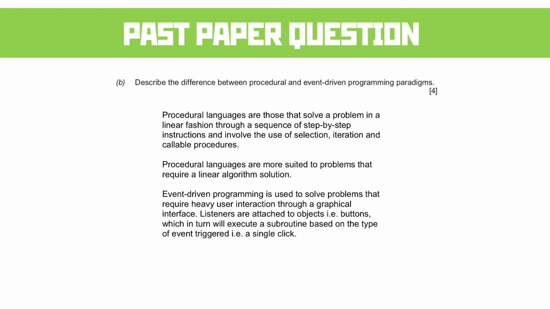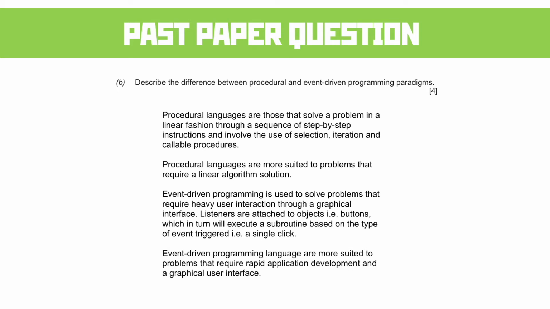Listeners are attached to objects, so basically we attach a method to an object that listens to see if it's been pressed. If it's a button, if it's been clicked, it will in turn execute a subroutine based on the type of event that's triggered. If you've done any UI programming at all, you will have come across this. Event-driven programming languages are more suited to problems that require rapid application development and a graphical user interface. Essentially, we're talking video games or anything with a UI.